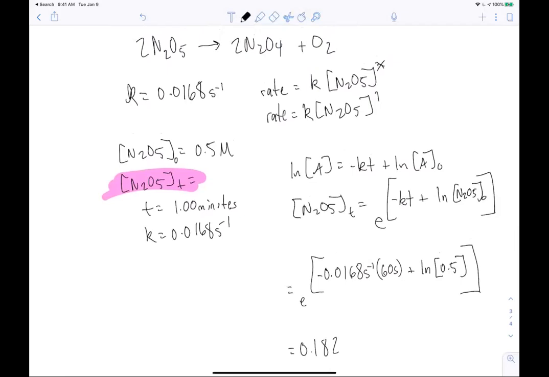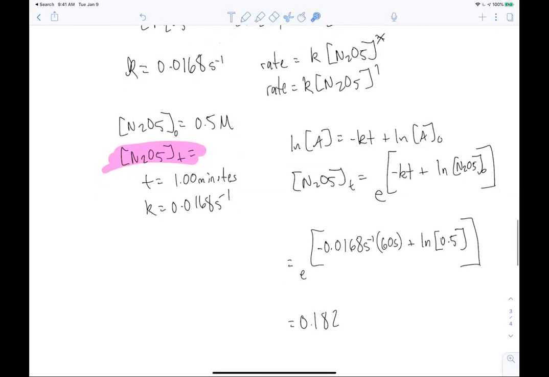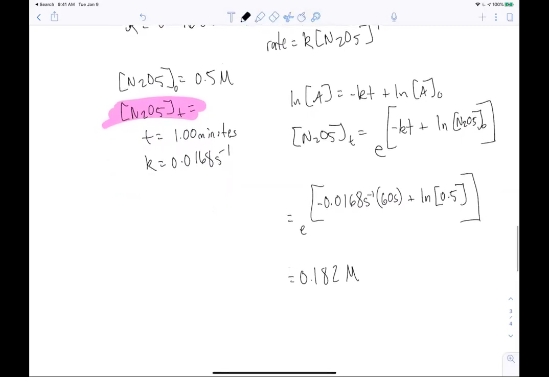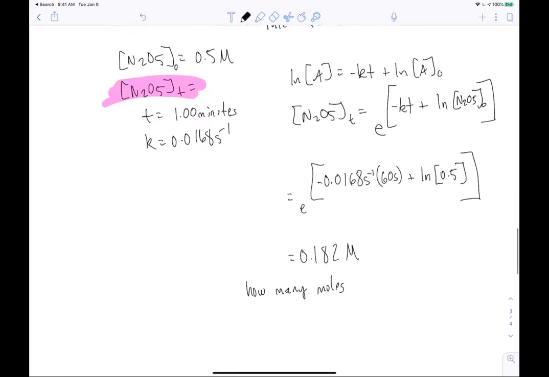It's a reaction that depends only on the concentration at a certain temperature with a rate constant. If we're using the right rate constant, and our initial concentration is correct, it's 2.5 moles in a 5-liter container, it's going to be 1/2 molar. It's asking. What a silly thing. All right. So this is equal to 0.182 molar. It's asking how many moles. That's all it is.